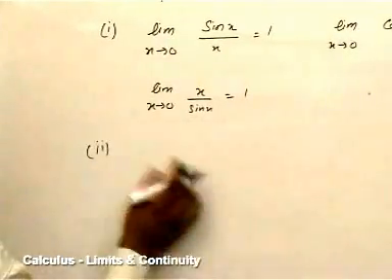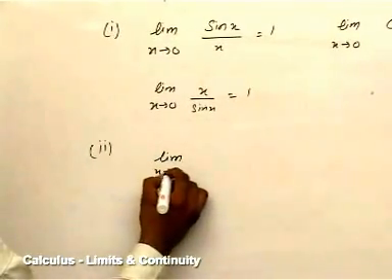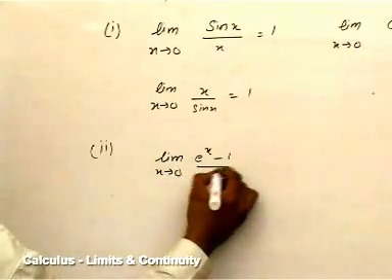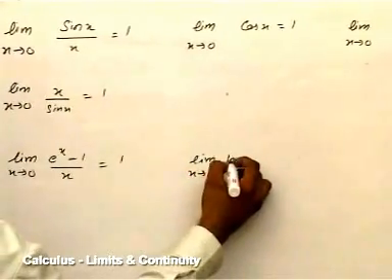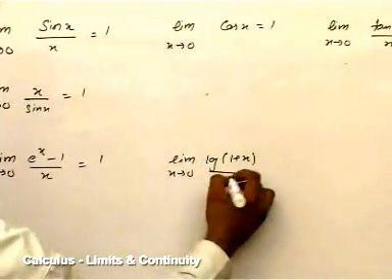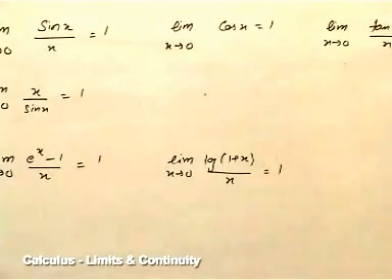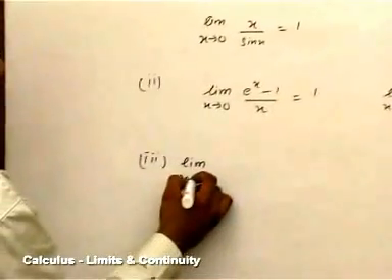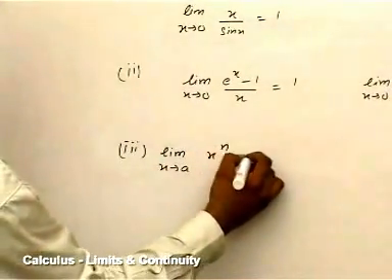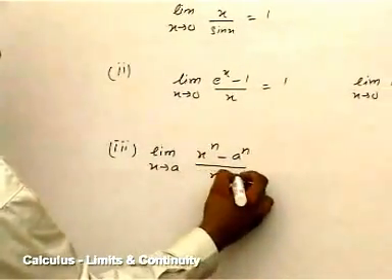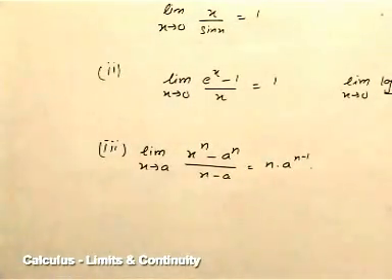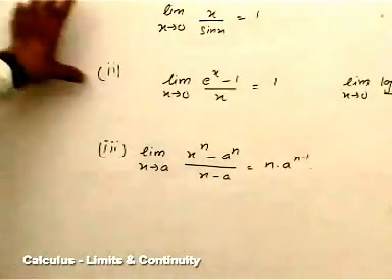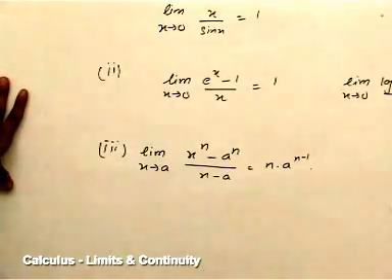Another kind are called exponential limits. Limit x tending to 0, e raised to the power x minus 1 upon x equals 1. Limit x tending to 0, log of 1 plus x by x is 1. And the third one is called the algebraic limit. Limit x tending to a, x to the power n minus a to the power n over x minus a is n a to the power n minus 1. Now, these few limits are used to evaluate certain other limits. We will explain with questions.